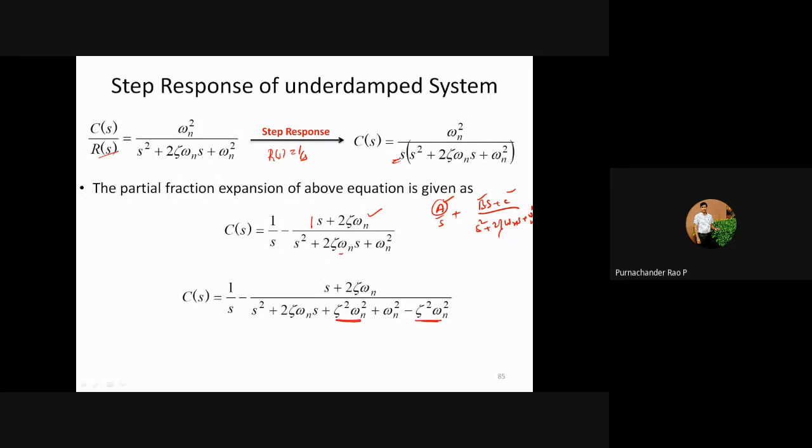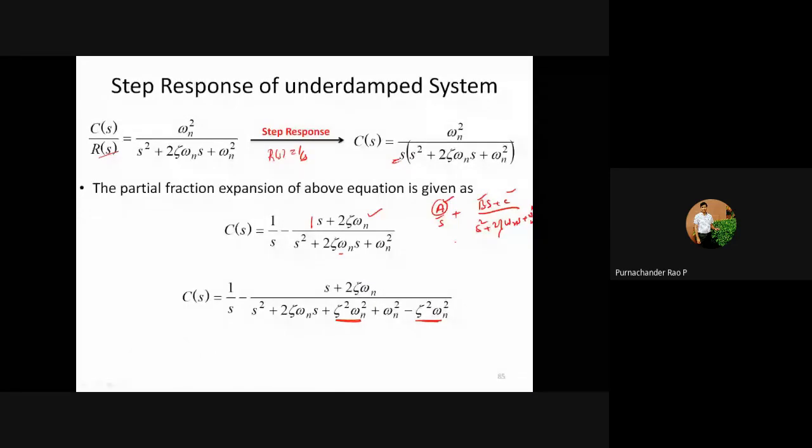Just add zeta square omega n square and subtract zeta square omega n square, so this equation will not change. Now this total value can be represented as (s plus zeta omega n) whole square plus b whole square.